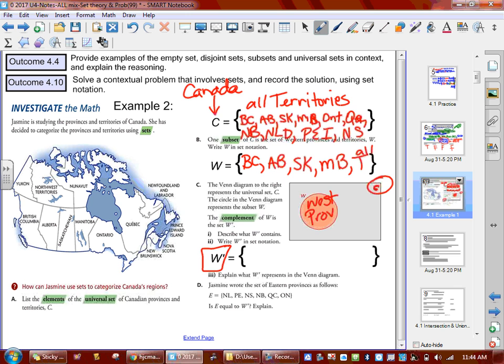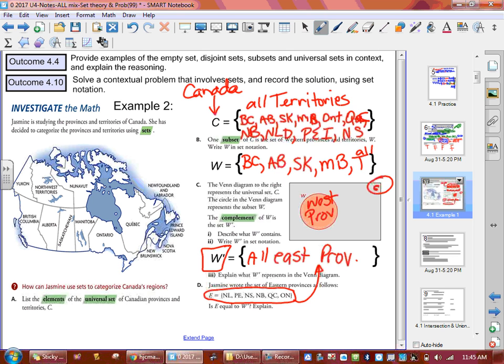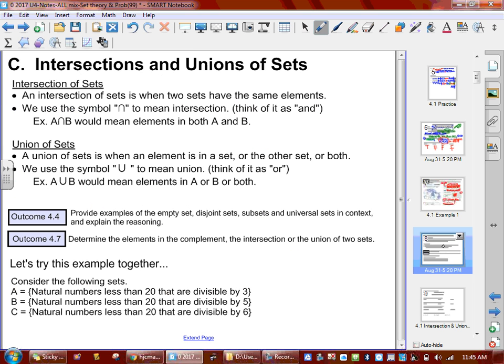What would be the complement to the West? The East. Good. So it is all East provinces. So all Eastern provinces would be the complement. So we could also say, well, that is right here. E for Eastern. So there's our Eastern provinces. Quebec is QC. All right. Now, is E equal to W? Is the East equal to the West? No, there's nothing identical about it. They're completely different. Okay?